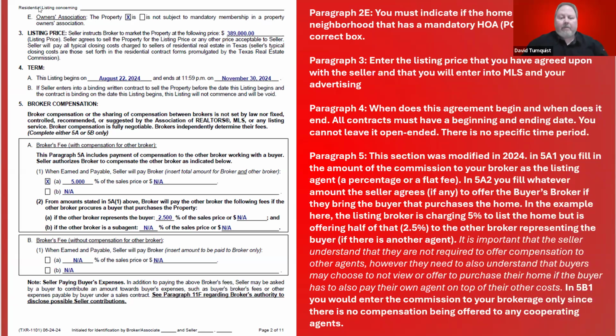Paragraph 5A, if you're going to offer compensation to a buyer's agent, then you would put your amount in 5A1A. So in this particular example, it's 5%. And let's say it wasn't a percentage, but a flat fee. You could put a flat fee here.